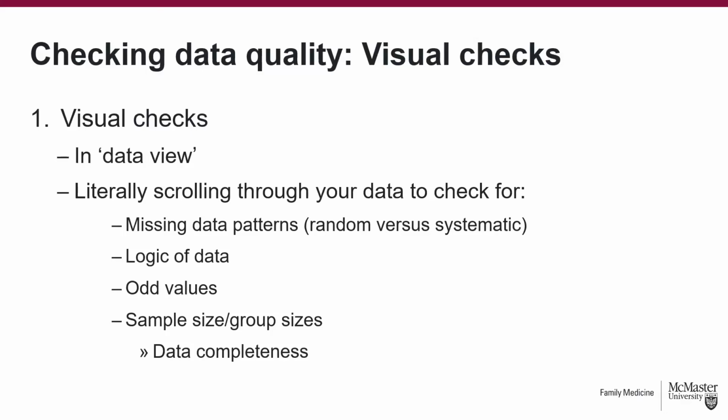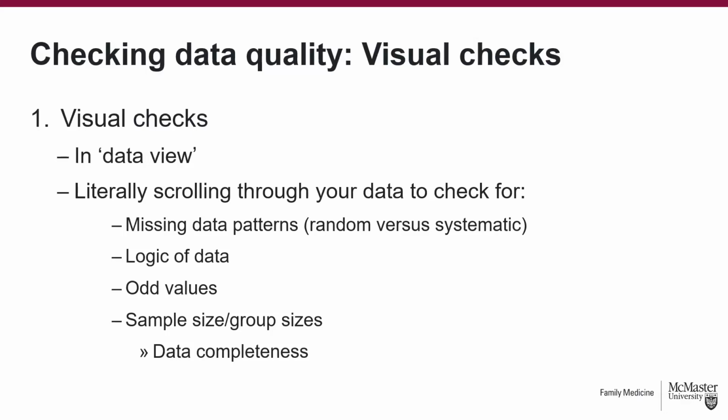Odd values. So this is where if you are using something that doesn't set parameters around, like, range of scores, then someone could enter in a weird value, like that your age is 150 years old. So you can kind of visually pick that up. If everyone looks within a range and then you get this really big number, you're going to say, okay, that's probably a data entry error or something else is going on. But you can visually check for that.